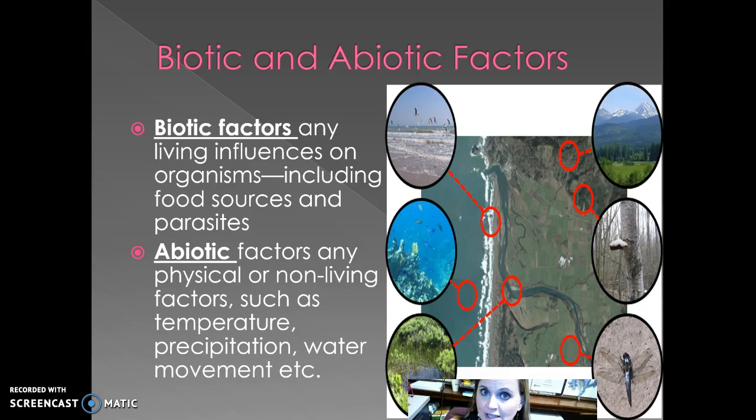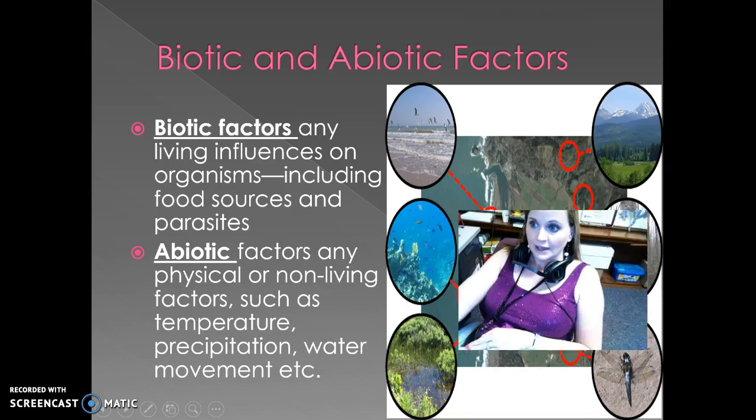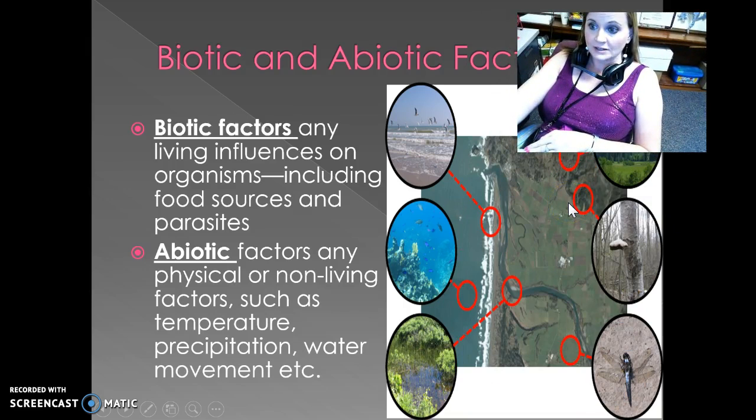Now, looking at the factors that influence living things, we can look at both biotic and abiotic factors. Remember that biotic means living, so this would be things like predator-prey relationships, food sources, parasites, disease, that kind of thing. Abiotic would be non-living factors: the temperature, the rainfall, moisture content, water movement, the pH of the soil. There's lots of different things you can think of there, but all of these things go into affecting the ecosystem of any organism.